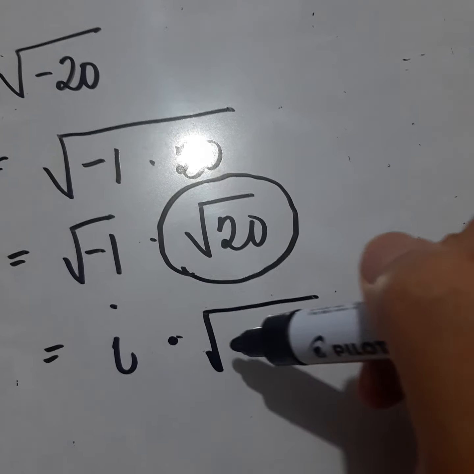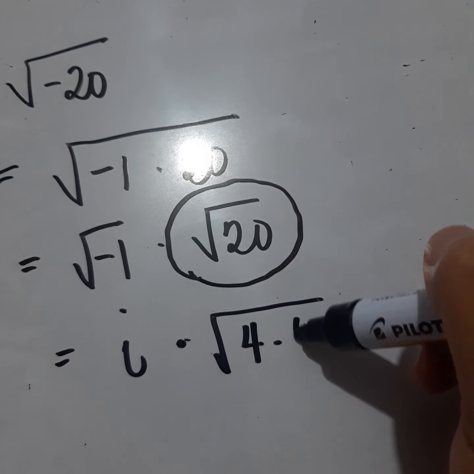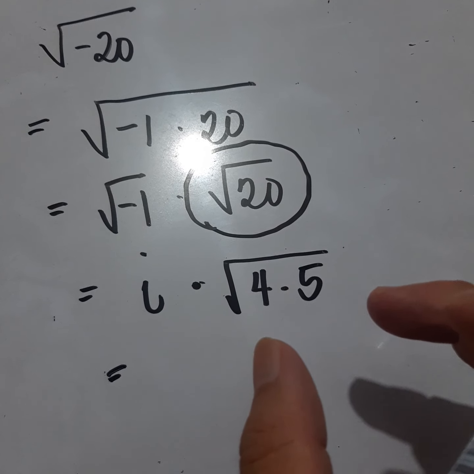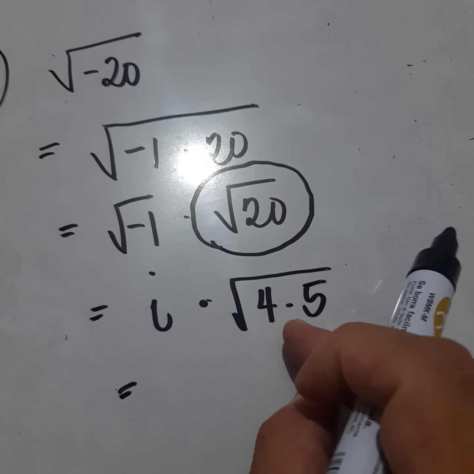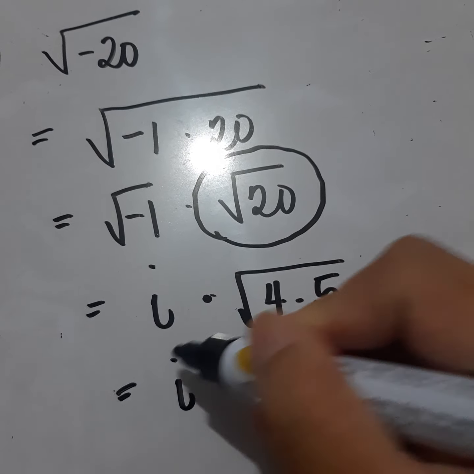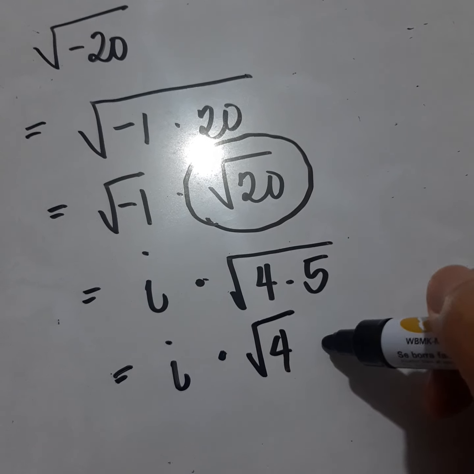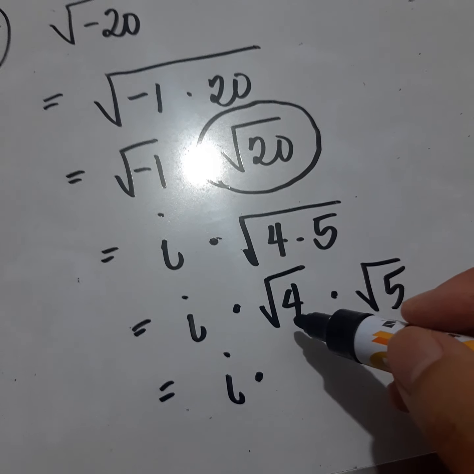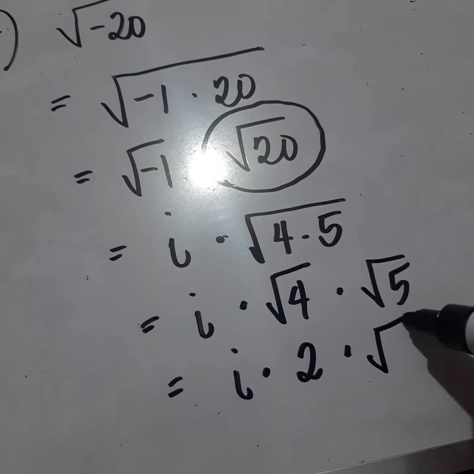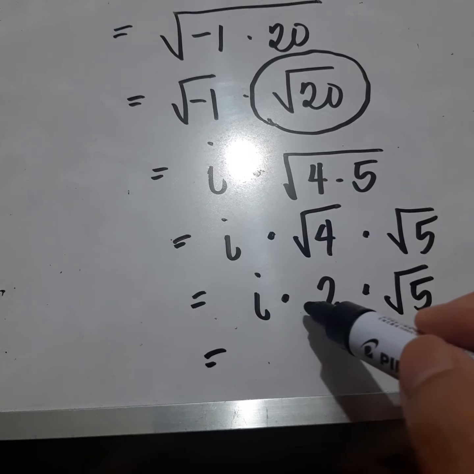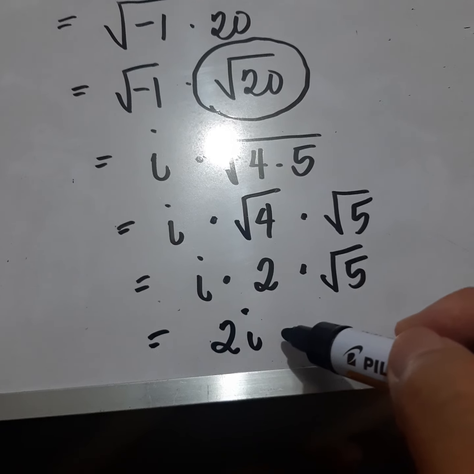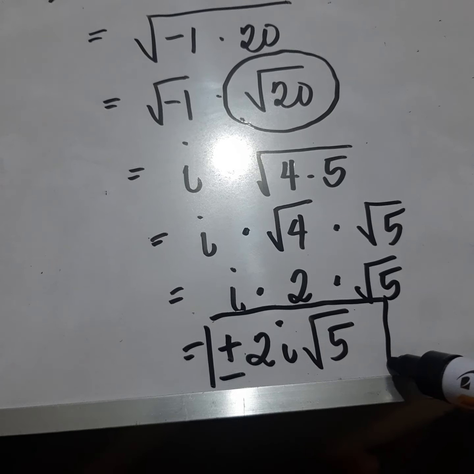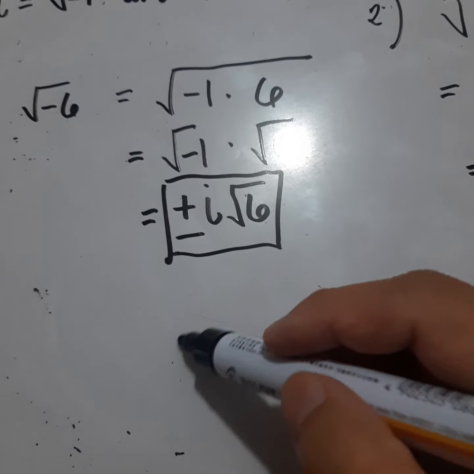Ano bang factors ng 20? We have 4 times 5. So, ngayon, para mas makita natin yung mas simple, apply natin product rule sa square root of 4 times 5. So, we have i times square root of 4 times square root of 5. And then we have i times square root of 4 is 2, times square root of 5. And then simplify. i times 2 is 2i times square root of 5. So this is your final answer. So see you in the next examples.